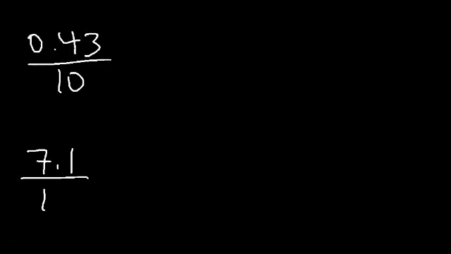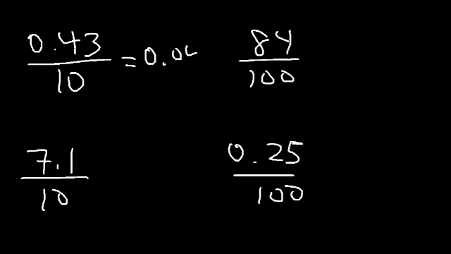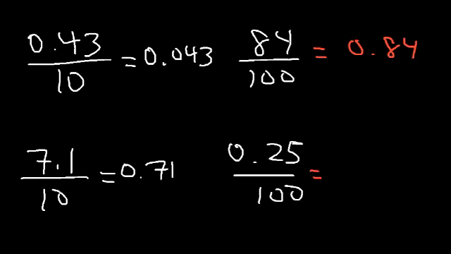So try these. 0.43 divided by 10, 7.1 divided by 10, 84 divided by 100, and 0.25 divided by 100. So if you divide it by 10, move the decimal point 1 unit to the left. So this is going to be 0.043. This is 0.071. Actually, no, that's too far. That's 0.71. This is going to be 0.84. And for this one, I'm going to move it 2 units to the left. So it's going to be 0.0025.